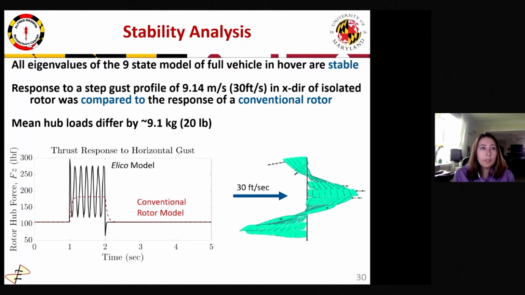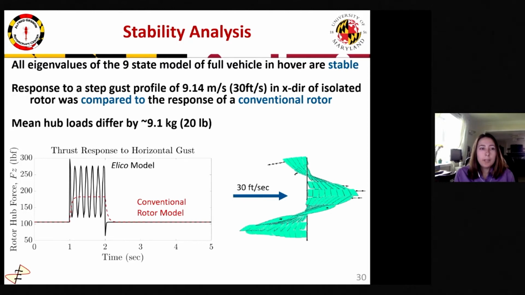Ellico's isolated rotor gust response was compared to an equivalent conventional rotor to give us a baseline for this response. The equivalent rotor was a 4-bladed rotor that gave the same thrust as Ellico's isolated rotor in trim. And its gust response can be seen in red in the bottom plot. The mean hub loads differ by only about 20%, or 20 pounds. The main difference in the responses are the oscillations about the mean hub loads.